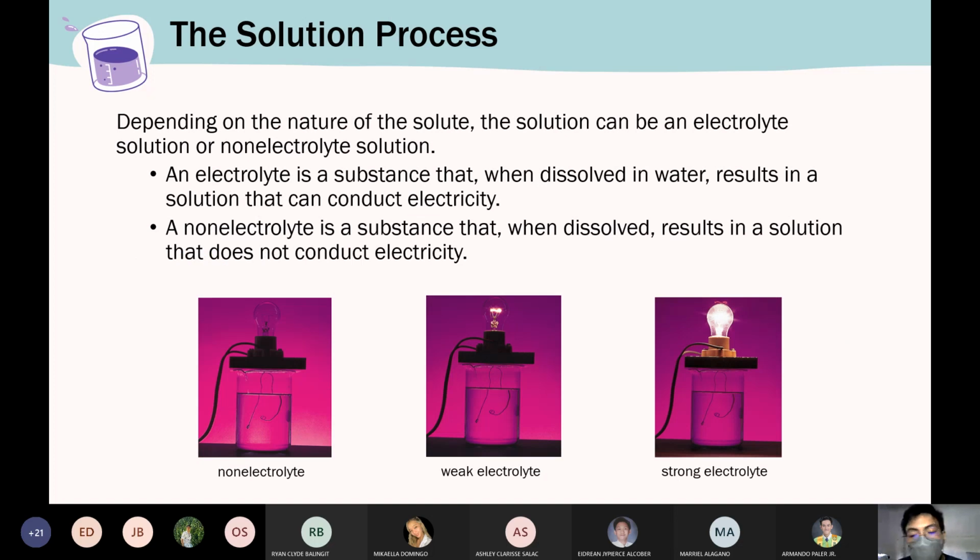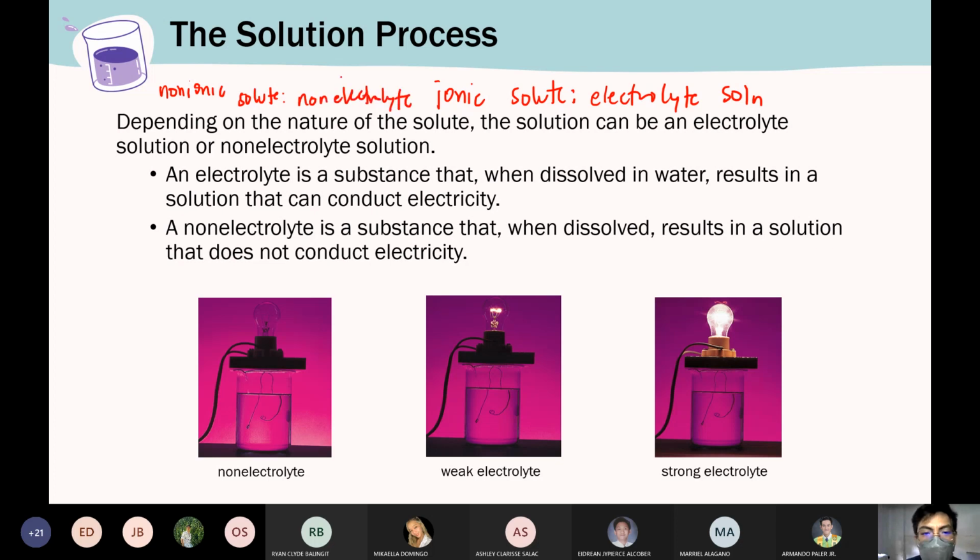Okay, so now, depending on our solute, the solution could either be electrolyte or non-electrolyte. Okay? So, ano lang pinapatukuyan natin dito? If your solute is ionic, automatically, it will be an electrolyte solution. If you have non-ionic solute, you will have a non-electrolyte solution.